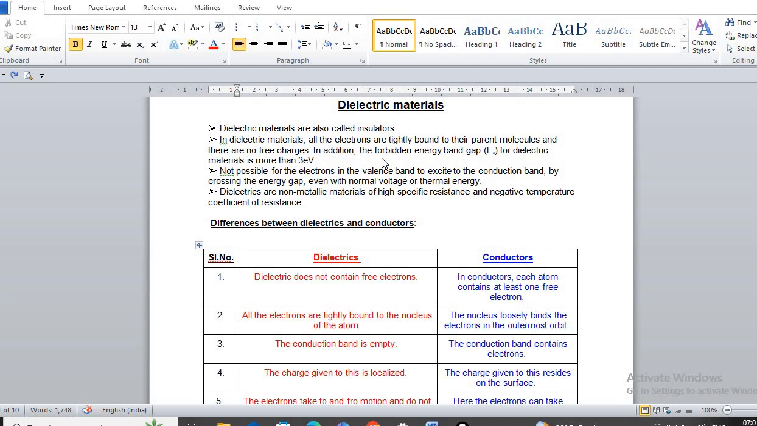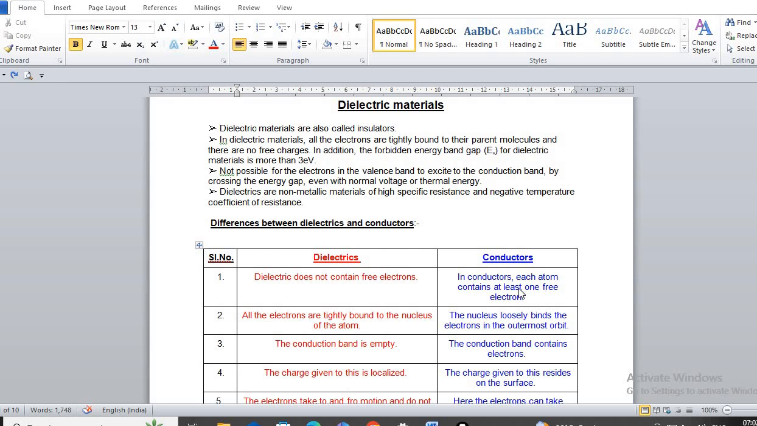So the first point we need to discuss is the comparison between dielectric materials and conductors. It's basically a comparison between good conductor and bad conductor materials. But here we are not considering all the bad conductors, we are considering a special type of bad conductors. These are dielectric materials.